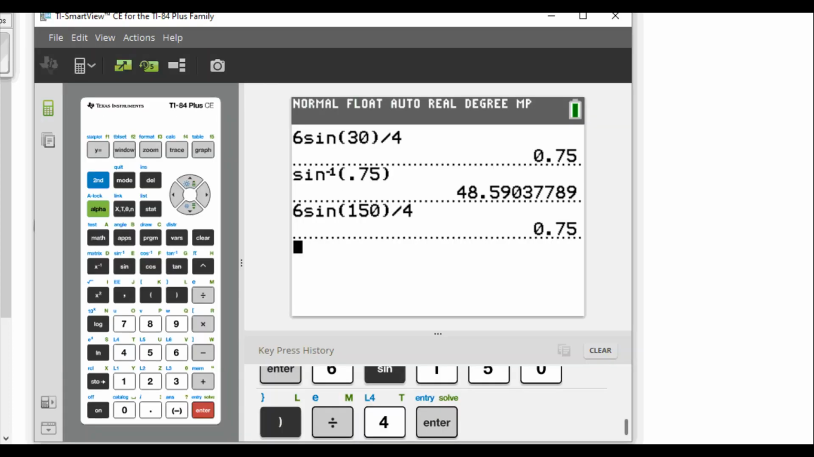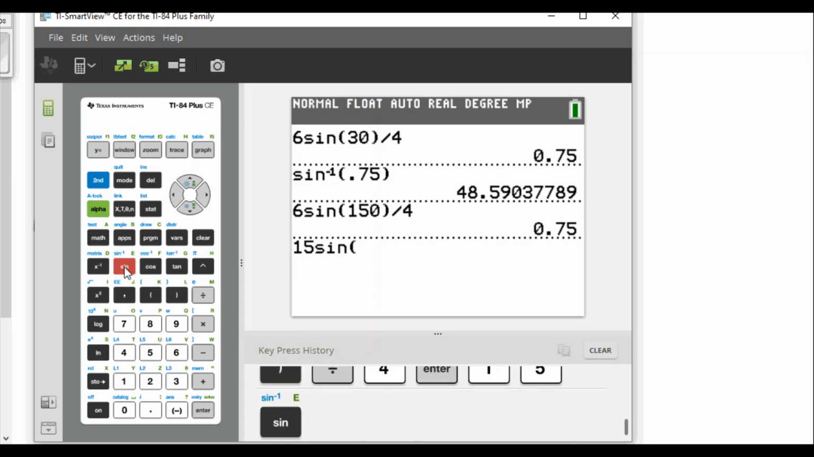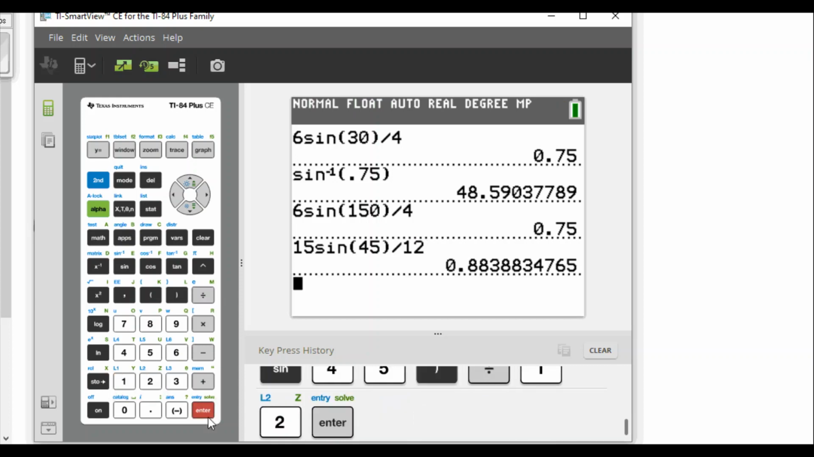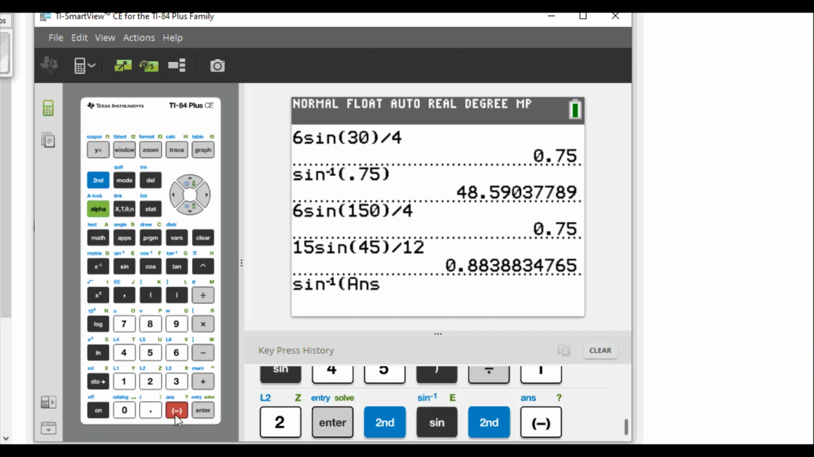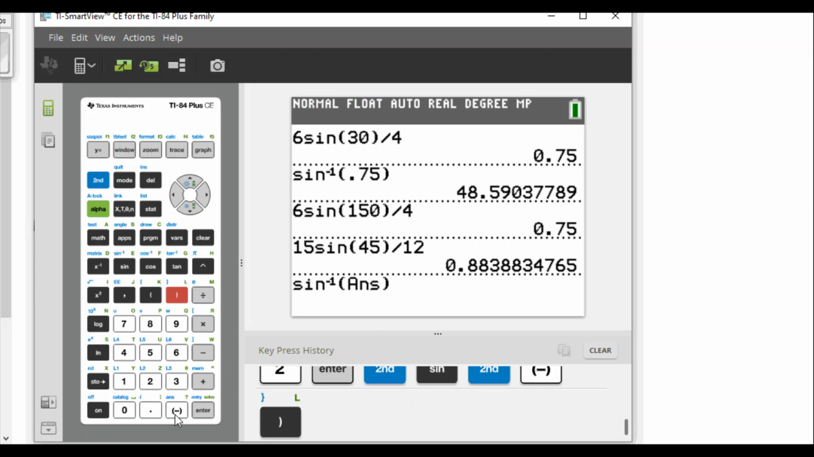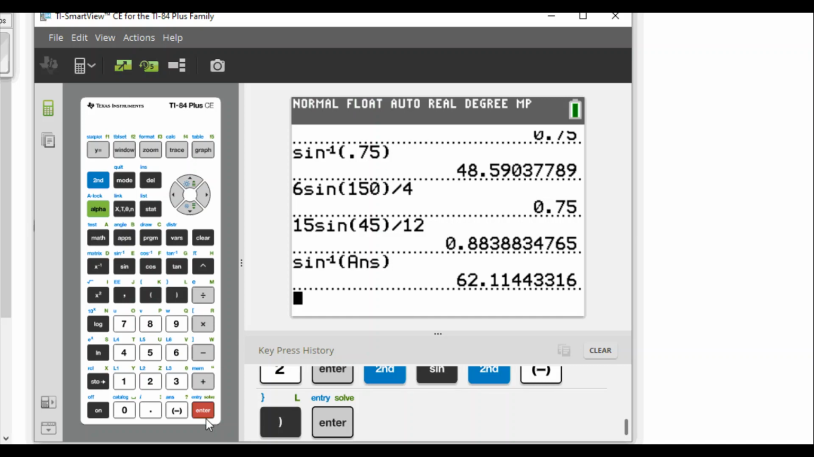Okay, so 15 sine of 45 over 12. Let's get our calculator out. 15 sine of 45 divided by 12. And we enter, and we get 0.883880. Okay, so we get this value. And here, instead of typing out the whole thing, we're going to do sine inverse, second sine. And now, if we want to use the answer we got previously, we're going to do second negative 1, which enters the last answer that was completed, and here it was 0.8838834765. And now enter, and we get 62.114443316.